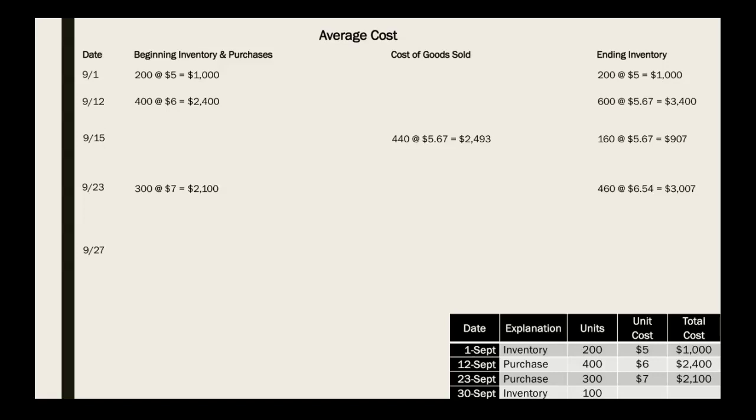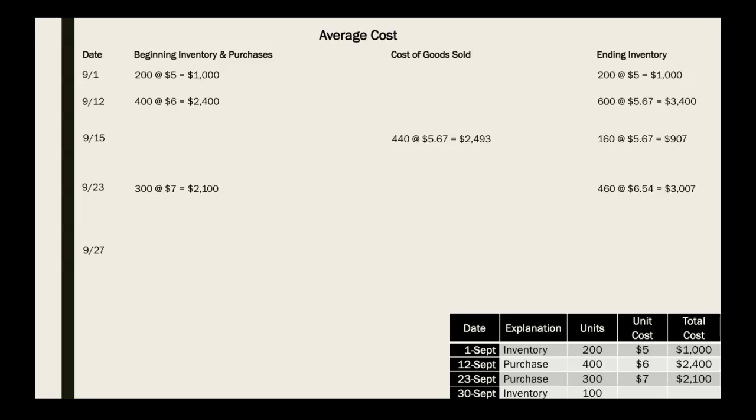And then we combine the total values of our inventory. So we take that $907 and we add in 2,100. So 907 plus 2,100 equals 3,007. So we have 460 units that are worth a total of $3,007 right now.